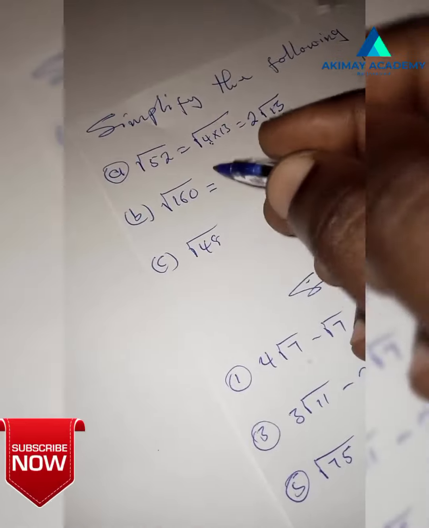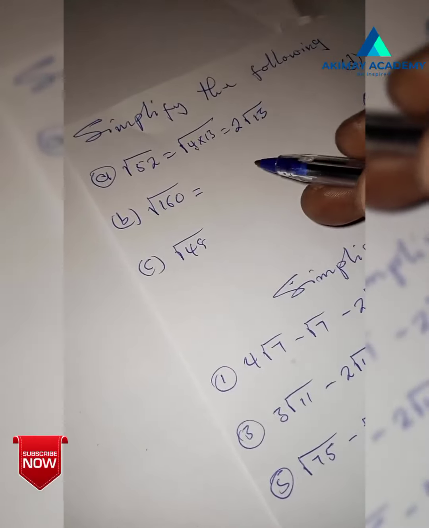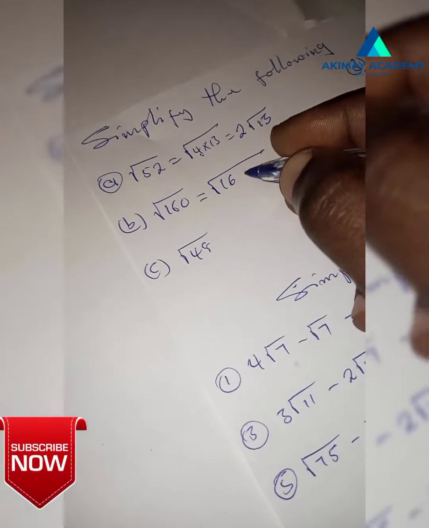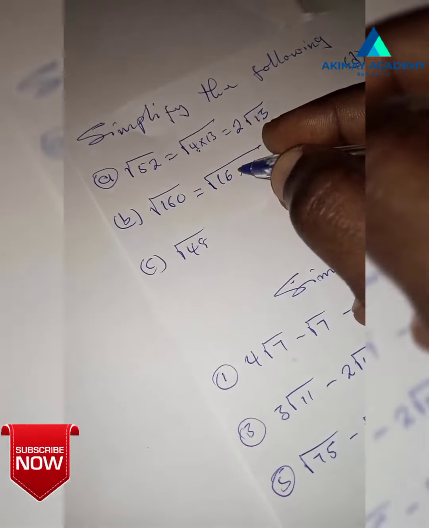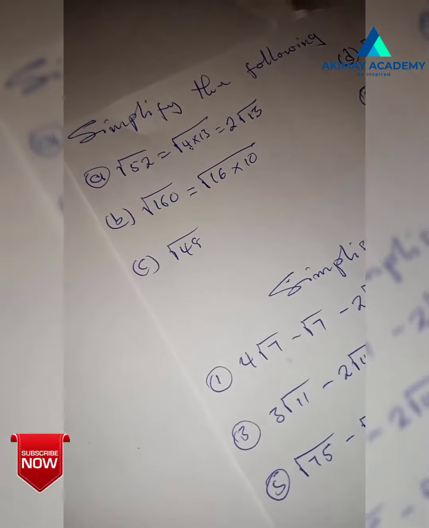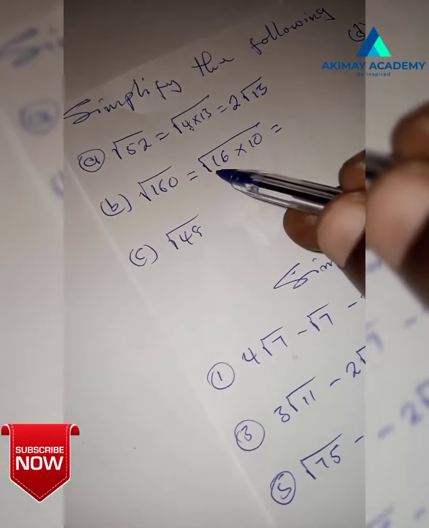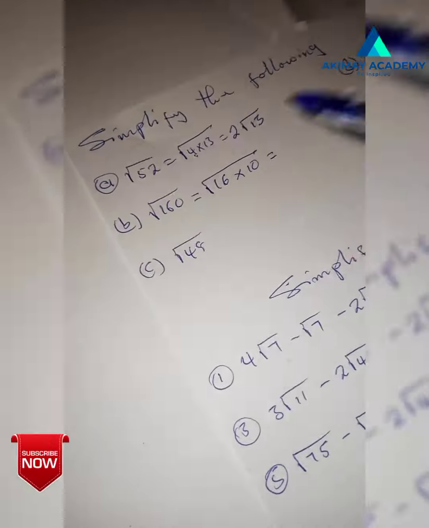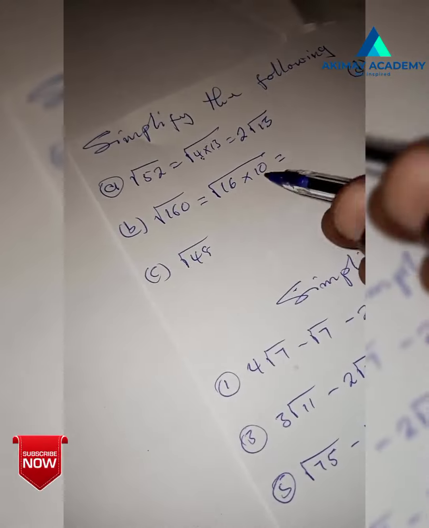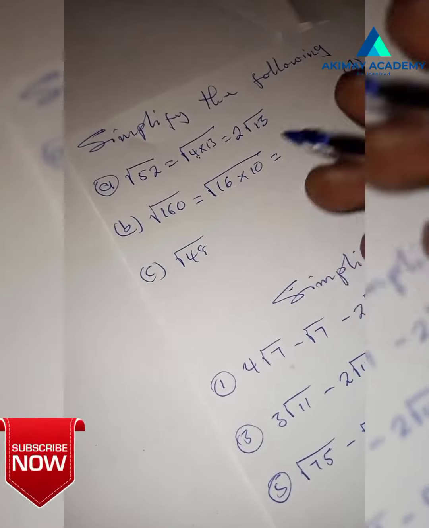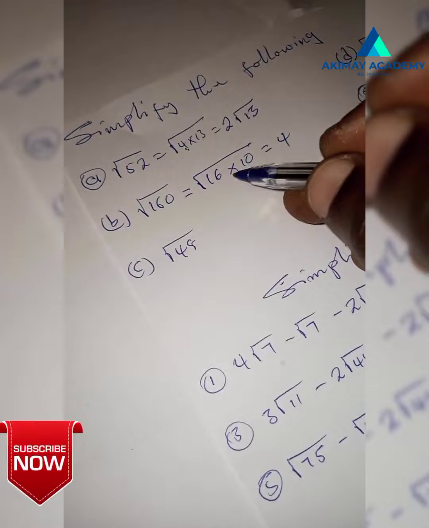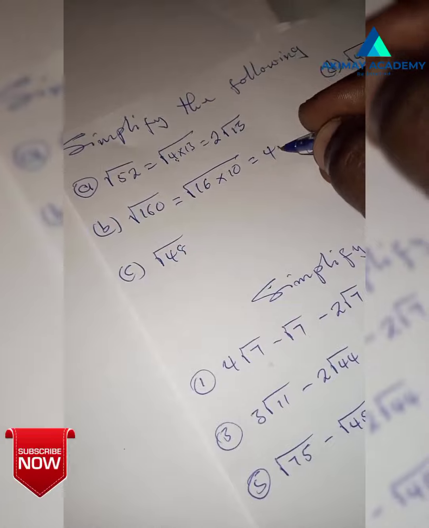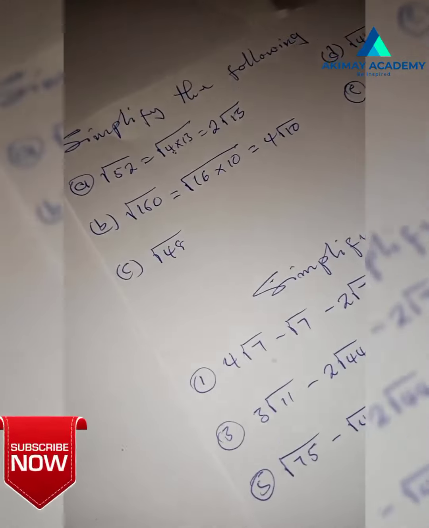So here too we have the square root of 160. Here we can have 16, which is a perfect square number, and 10, which is a non-perfect square number. When you split them, as time goes on you can just calculate them in your head and just write the answer. So here the square root of 16 is 4 multiplying the square root of 10. 10 is a non-perfect square, so we leave it like that. So we have 4 root 10.